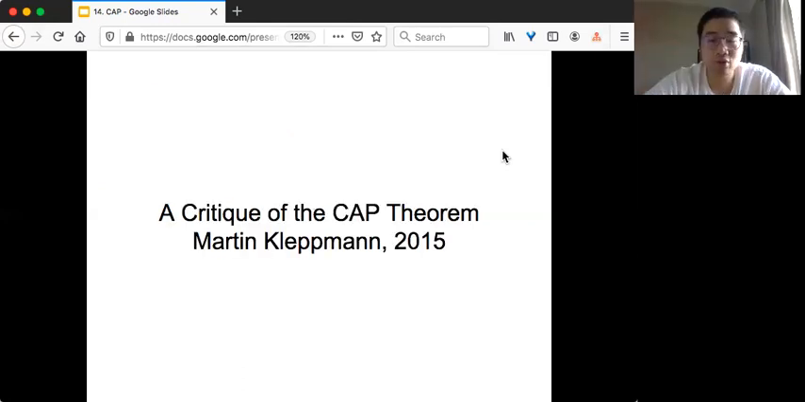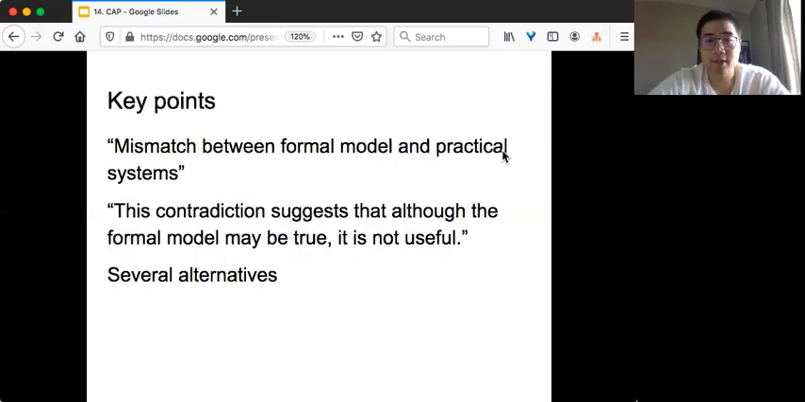I also want to introduce this article by Martin. It's a critique of the CAP theorem. The paper serves as a very good introduction on what the CAP theorem is, what the model is, and gives more intuition. But the one thing I like the most is that Martin goes into detail to explain empirically what kind of system properties we will observe, and how it is different from the theoretical model.